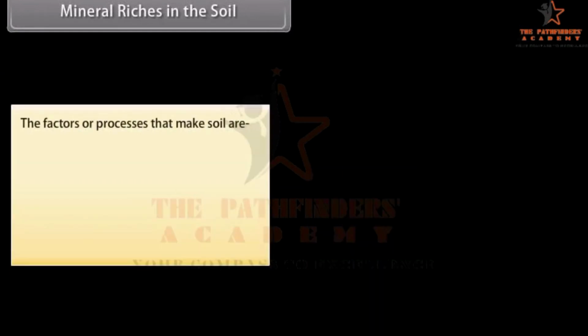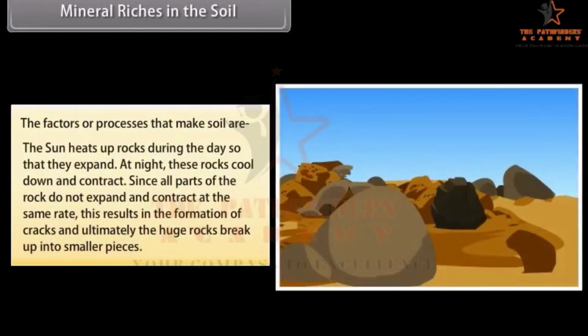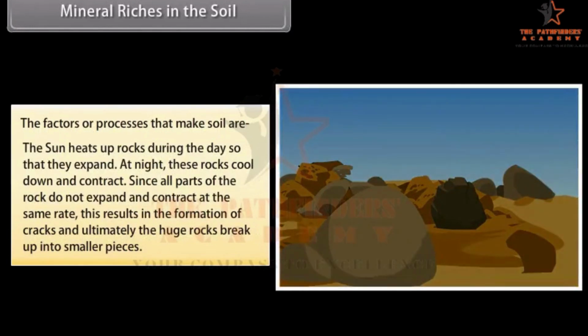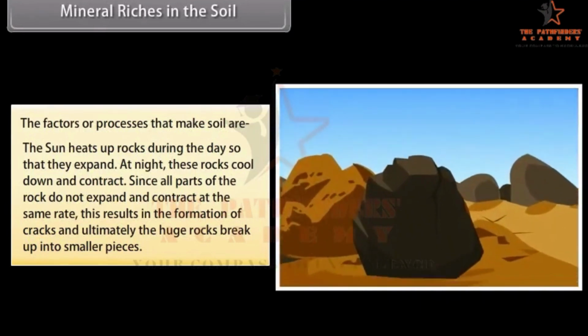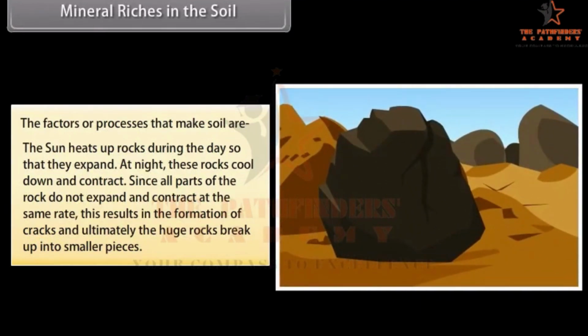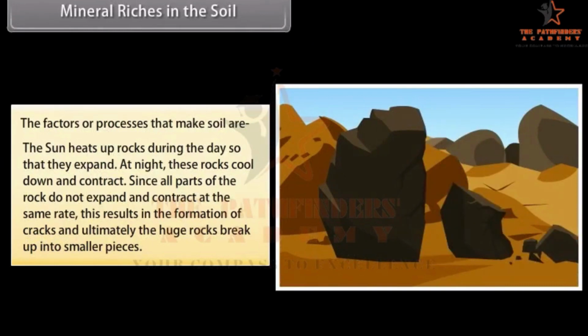The factors or processes that make soil are: the sun heats up rocks during the day so that they expand. At night, these rocks cool down and contract. Since all parts of the rock do not expand and contract at the same rate, this results in the formation of cracks, and ultimately the huge rocks break up into smaller pieces.